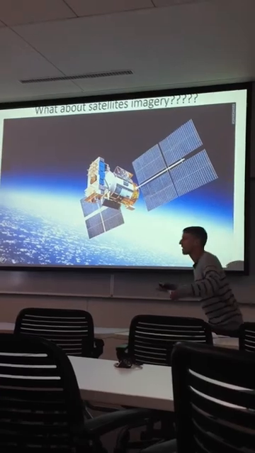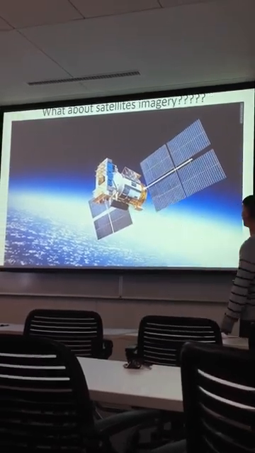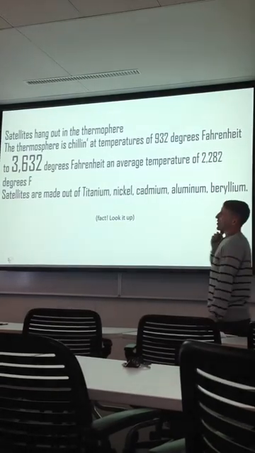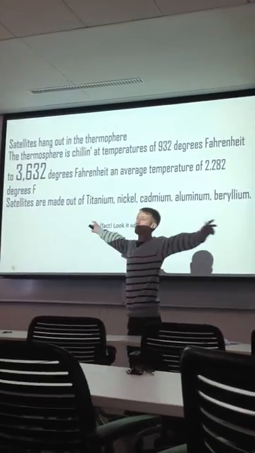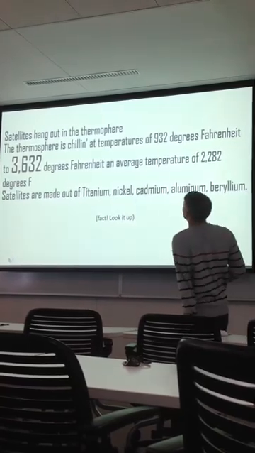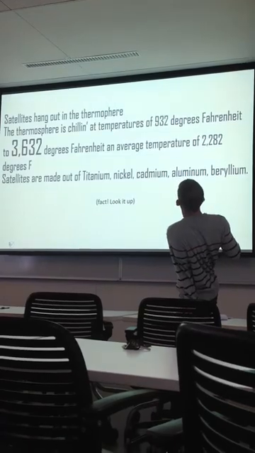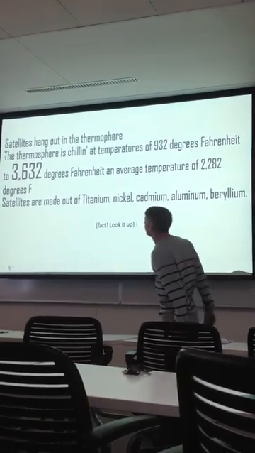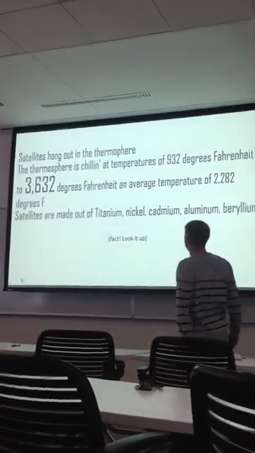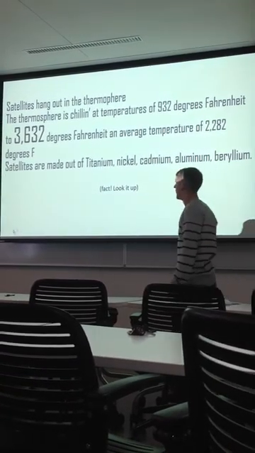There's so much satellite imagery showing the curvature of the Earth. There's so much saying it though, right? One problem I have about satellites, and anybody is welcome to look into this, anybody. Satellites hang out in the thermosphere. The thermosphere is chilling at temperatures of 931 degrees Fahrenheit to 3,632 degrees Fahrenheit, an average temperature of 2,282 degrees Fahrenheit.